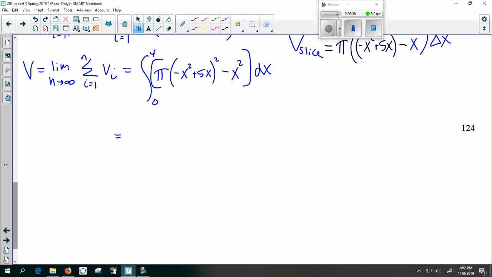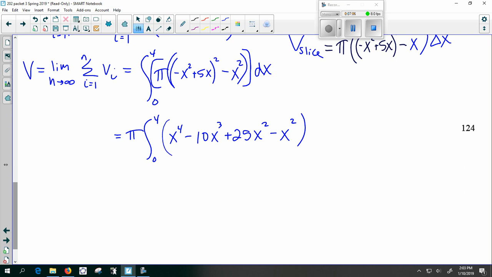Okay, so I'm going to pull out the pi. I missed a set of parentheses here. There we go. Pull out the pi. So I have the integral from 0 to 4. I'm going to square the negative x squared plus 5x. So I get x to the 4th minus 10x cubed plus 25x squared minus x squared dx.